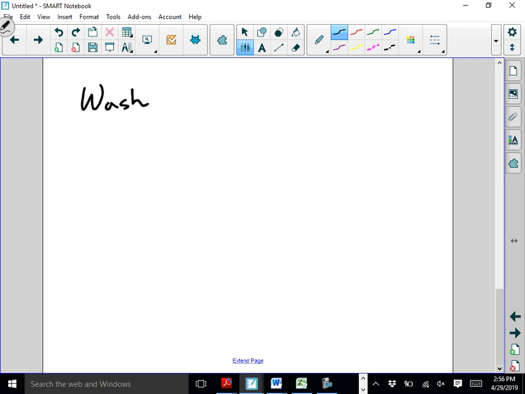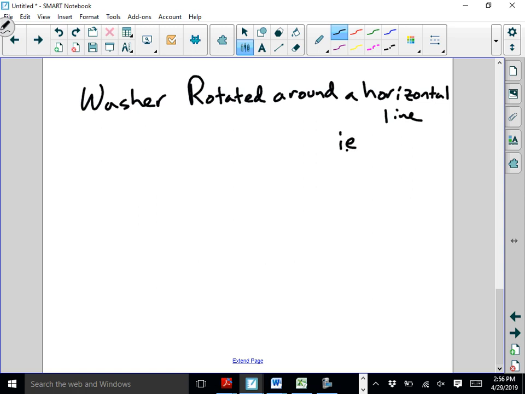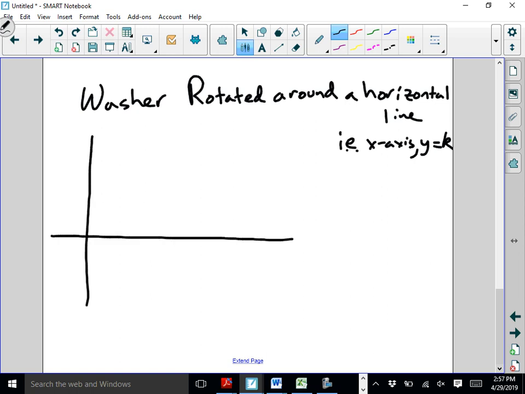Now let's talk about rotating around a horizontal line. Again, that means the x-axis or y equals some constant. Those are horizontal lines. I'm going to talk about one with a line below and one with a line above.